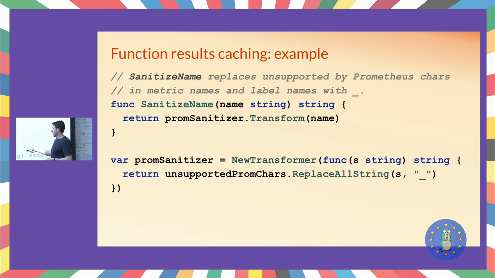And here's how it works in practice. For example, we have a variable called Prometheus sanitizer, which replaces all chars not supported by Prometheus with underscores. And here's how we invoke this function. We have public sanitize name, which is applied to everything that we scrape.